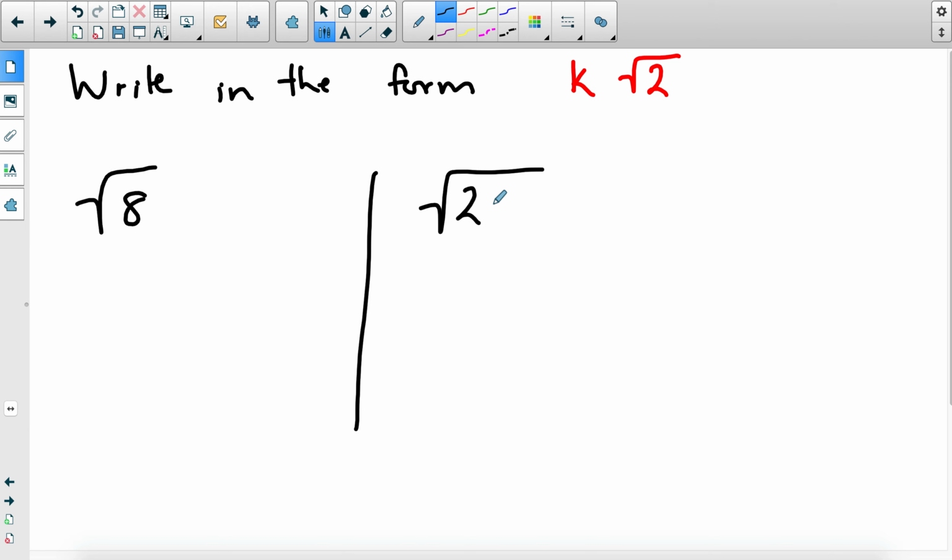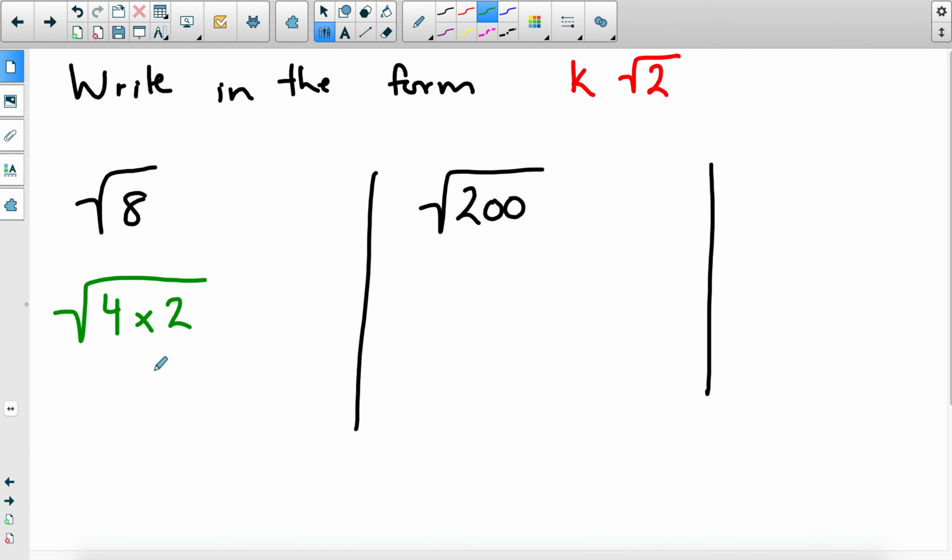Pause the video, attempt these questions, and then I'm going to go through the solutions. So for the first one, well, square root of 8 can be reduced to 4 times 2. And we know that I can split it again to square root of 4 and square root of 2, and the square root of 4 will just be 2, so 2 square root of 2. So I do have this form. The k in this case is 2, and then I have a square root of 2.